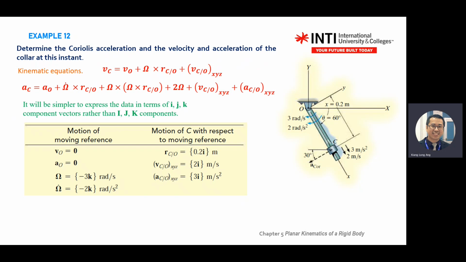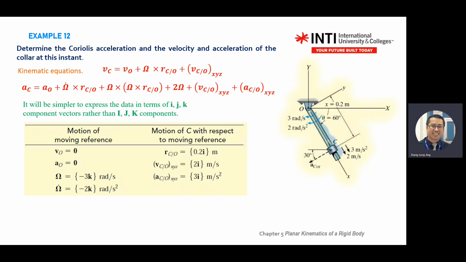Motion of C with respect to the moving reference, R C stroke O, is 0.2 I here. So this is X. From the origin O, it is a small changing or translating axis. R of your C from O is 0.2 I because it moved in the X direction. Velocity you are given also along the small x direction, so 2I. Acceleration is also given along I, so 3I. It's given in the diagram.